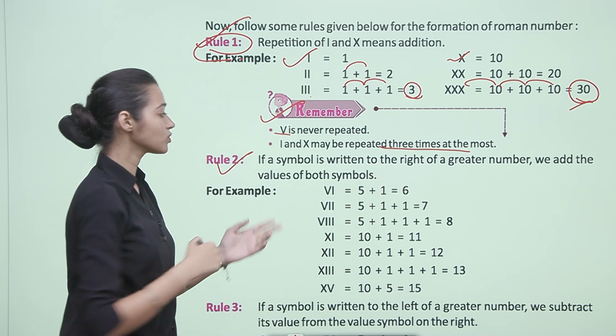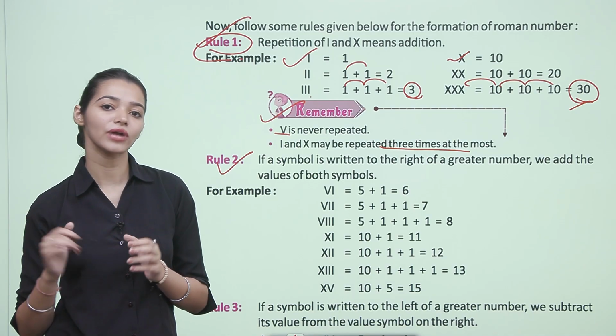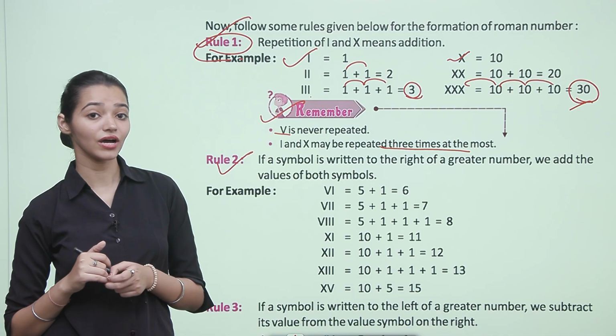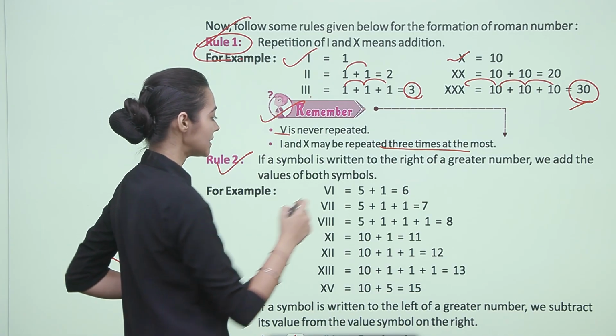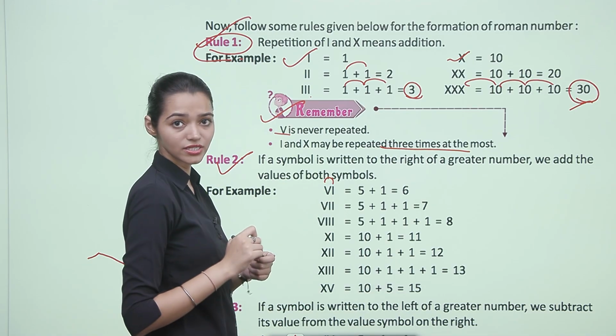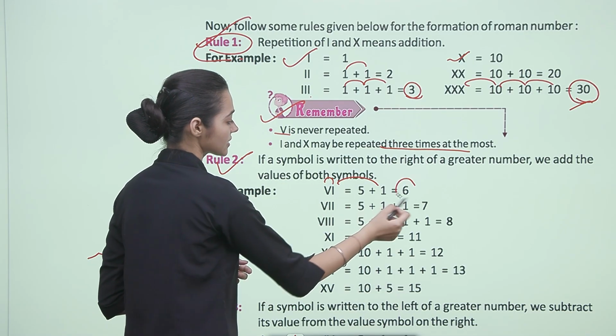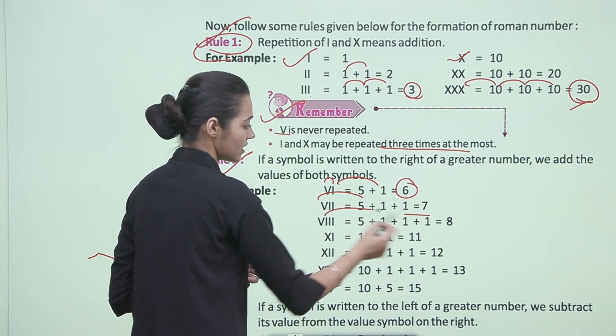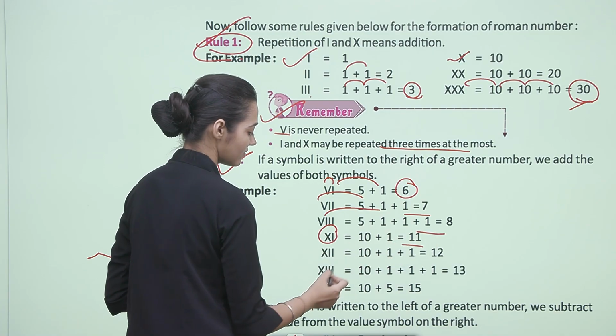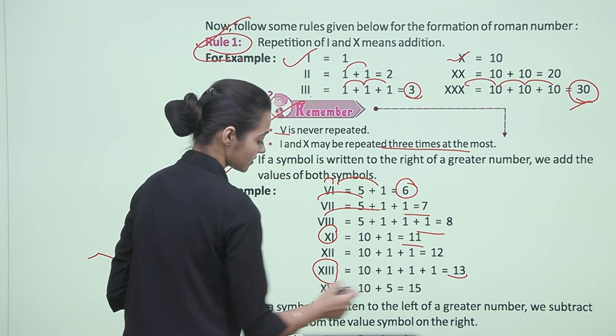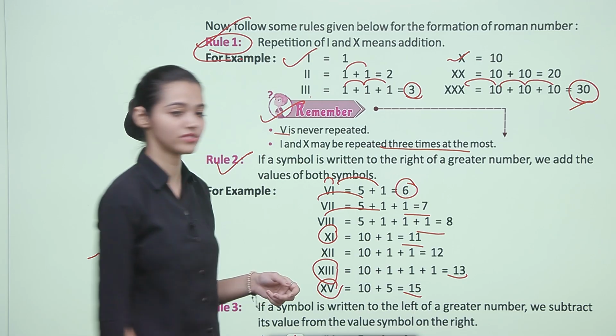Now rule number 2 is also very simple. If a symbol is written to the right of a greater number, we will add the value of both the symbols. That means if a number is greater to the right side, we will add. That is VI, 6, VII that is 7, VIII that is 8, XI is 11, XIII is 13 and XV is 15.